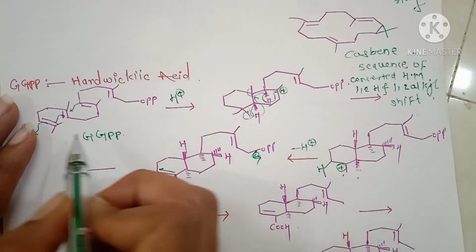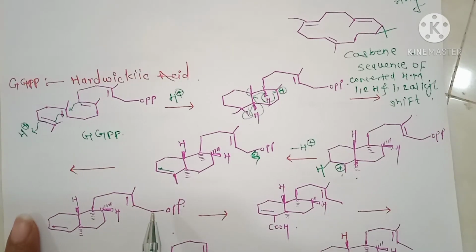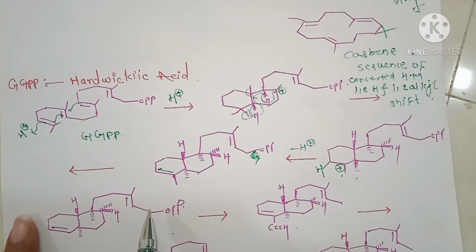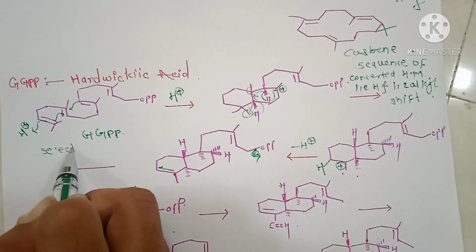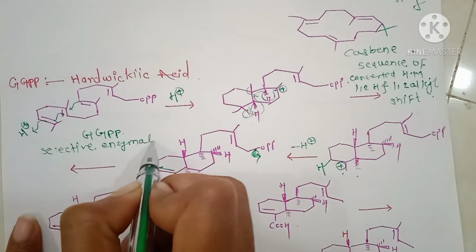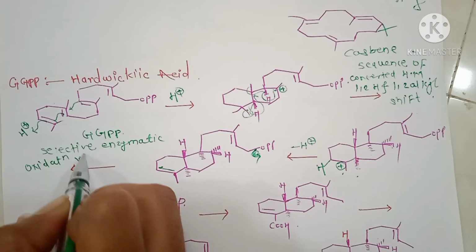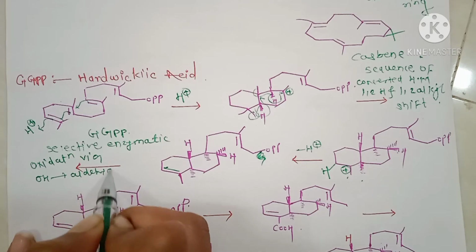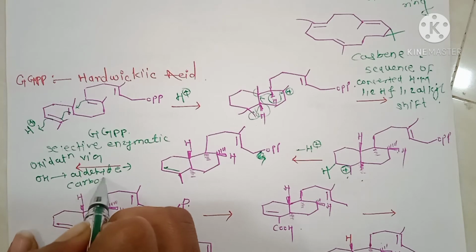Next is the selective enzymatic oxidation via OH to aldehyde and aldehyde to carboxylic acid. Okay. Selective enzymatic oxidation via OH to aldehyde and aldehyde to carboxylic acid.